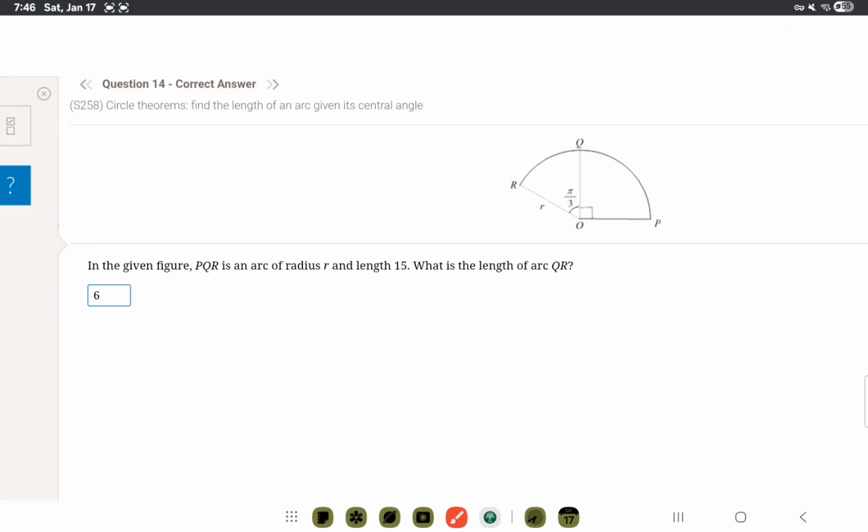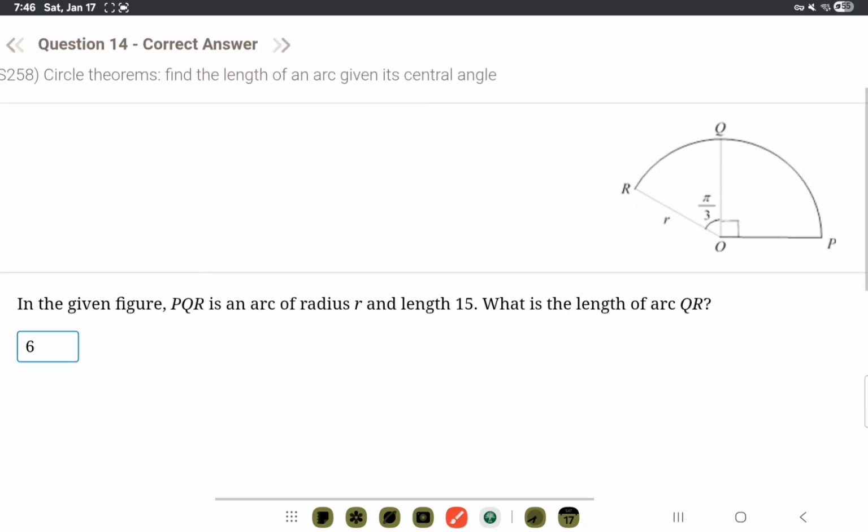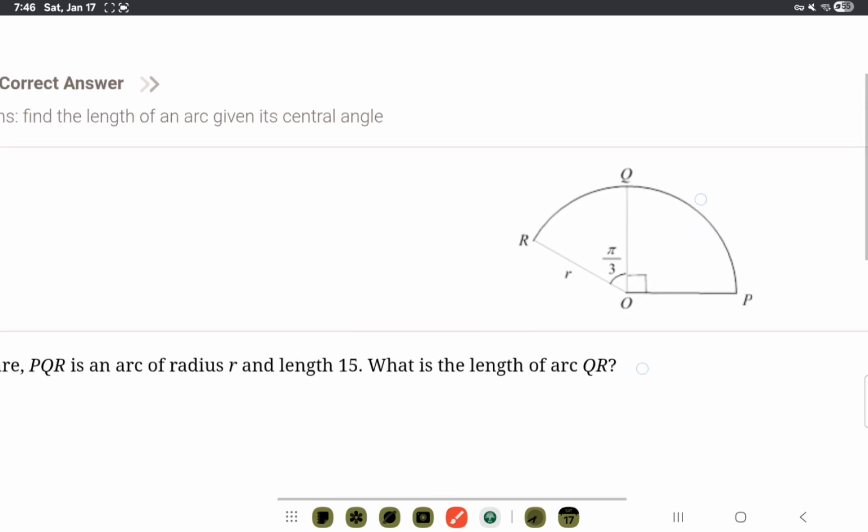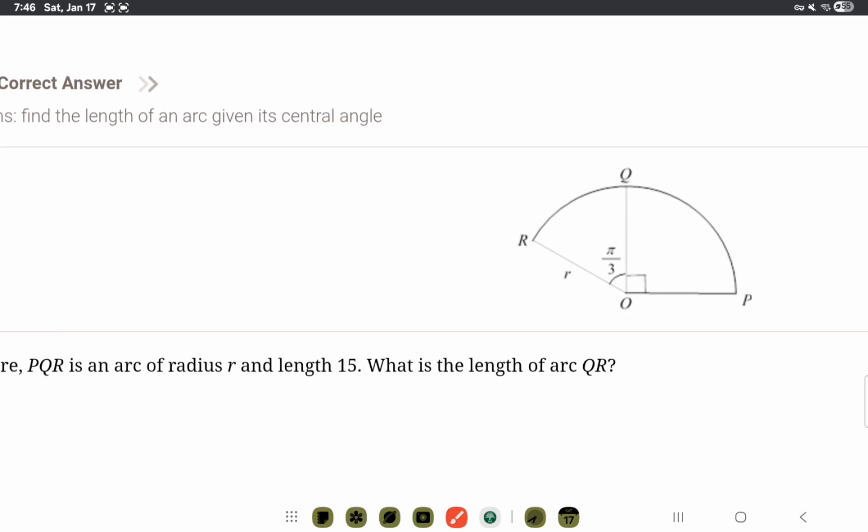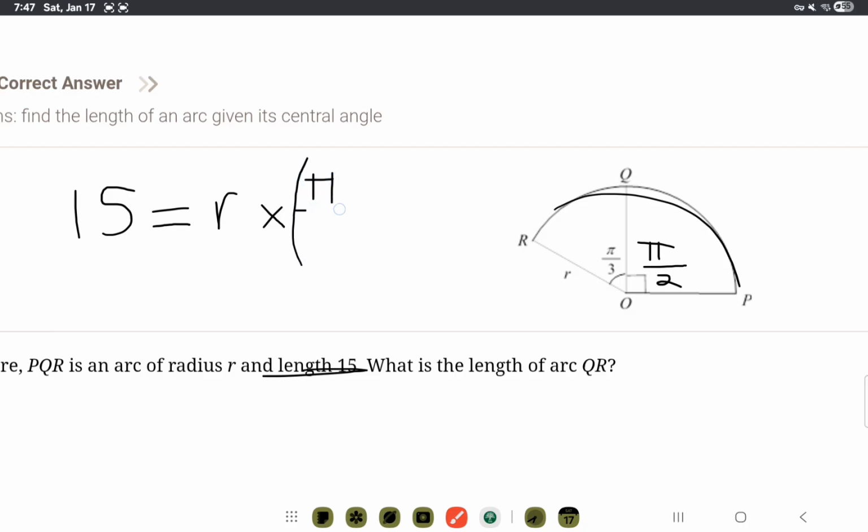It's going to be, let me just zoom in a little bit more. Rays are of length 15. Okay, so we get here pi over 2. Now the total length is 15, so PQR, this is all 15. So now what do we do? 15, we want to equal it to r multiplied by, let me just do brackets, pi over 3 plus pi over 2.